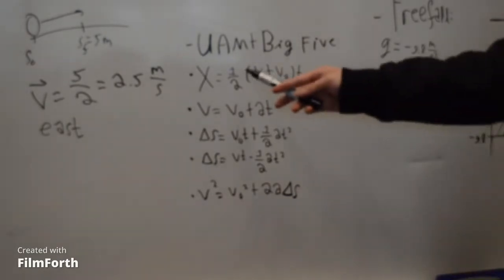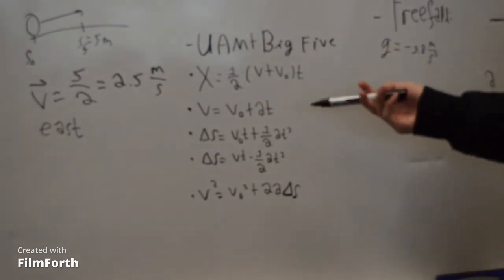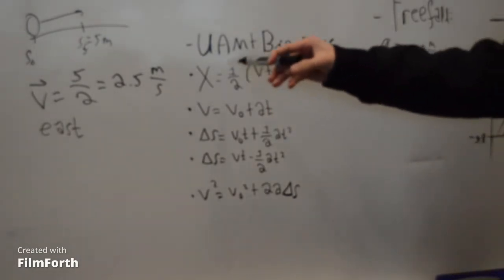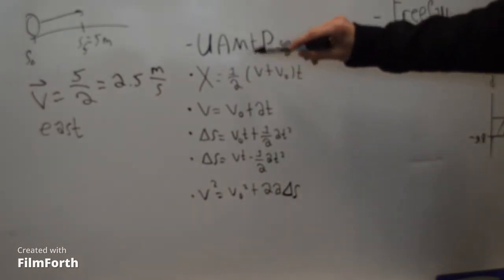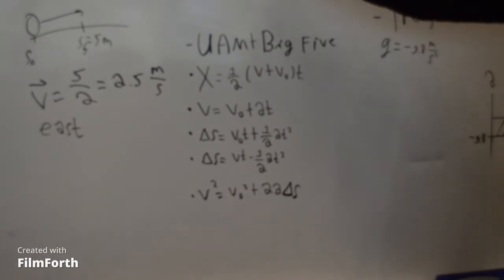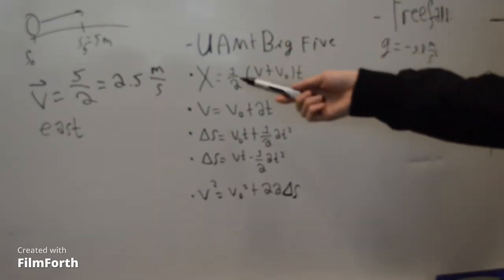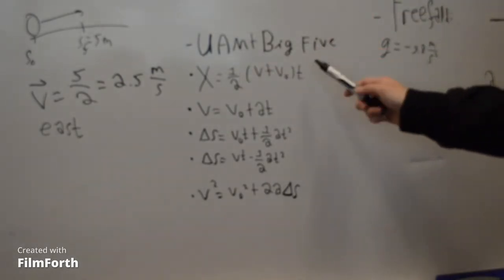The first one, when acceleration is missing or you don't know what acceleration is, you would use this equation. The change in position of an object equals its average velocity, which is the same as what I said earlier, final velocity plus initial velocity all divided by 2, multiplied by time.